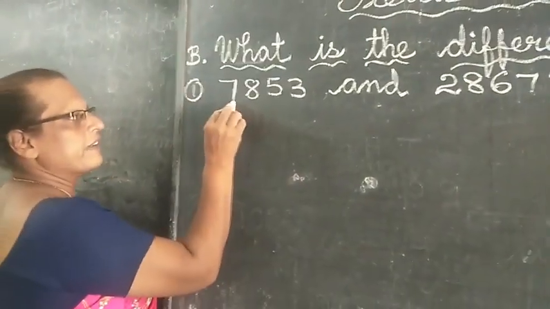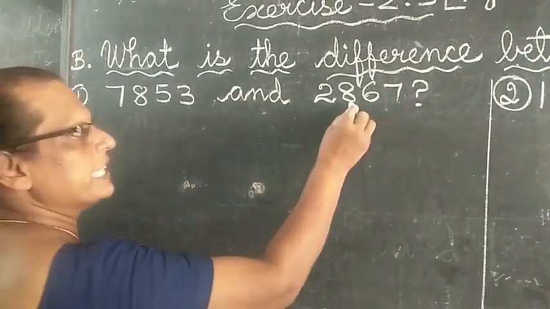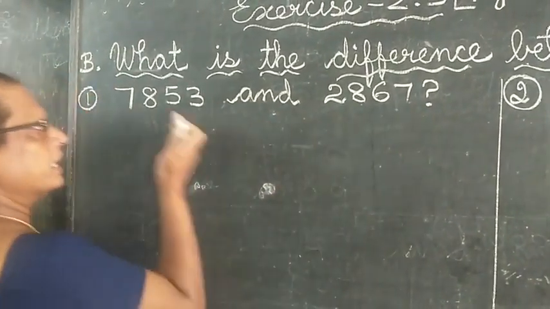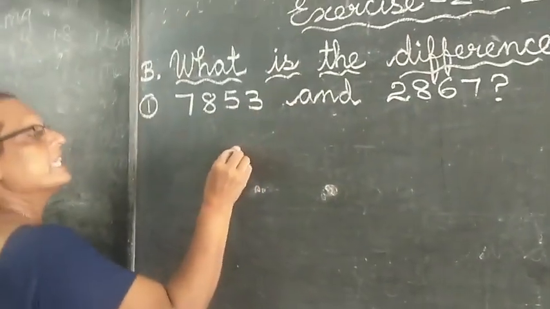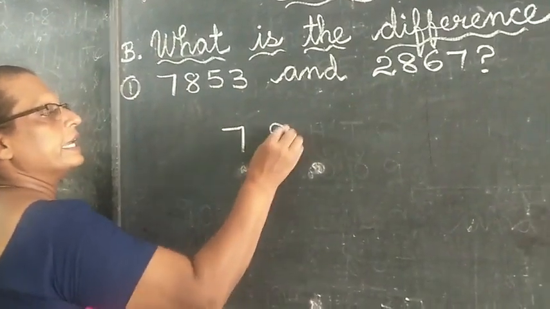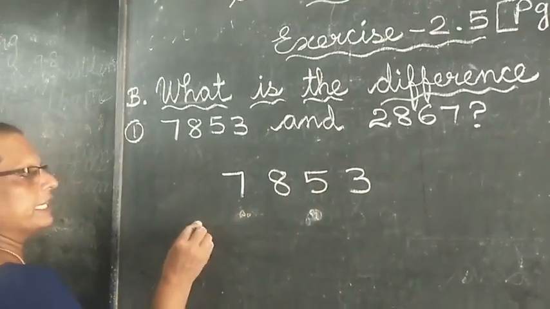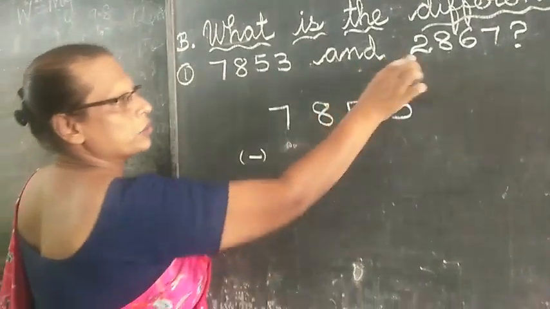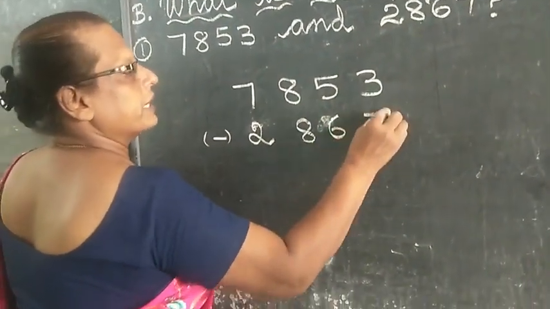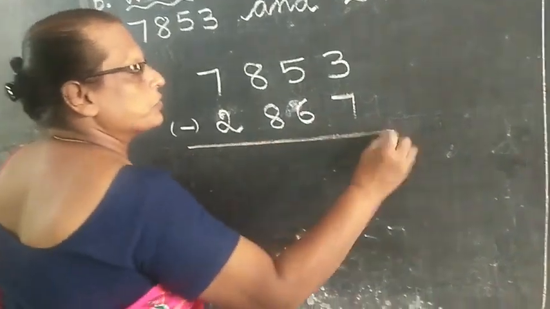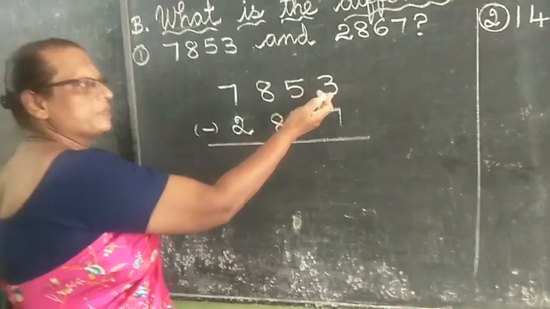See, here 7,853 and 2,867. Here this is bigger number and this is smaller number. So you can write as it is. See, 7, 8, 5, 3. 7,853 minus 2,867. Okay. Now what you have to do children? Can we subtract directly? No, because it's smaller number.